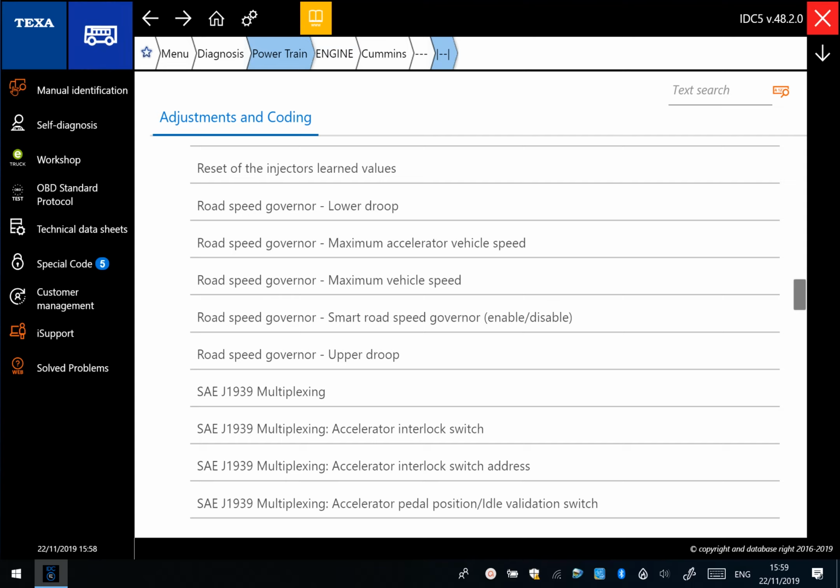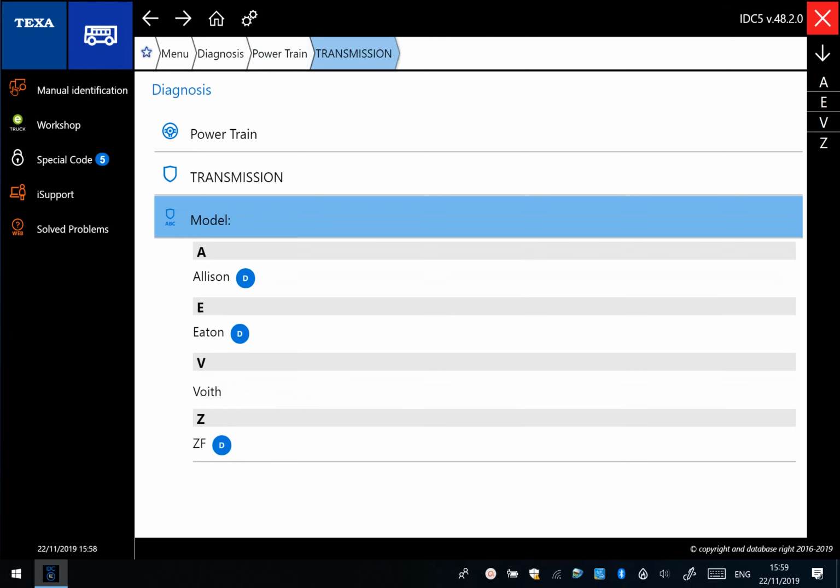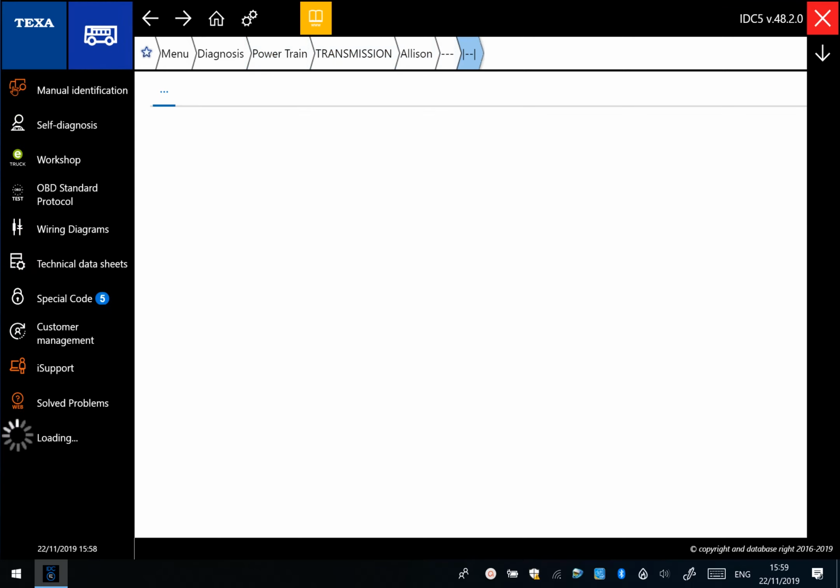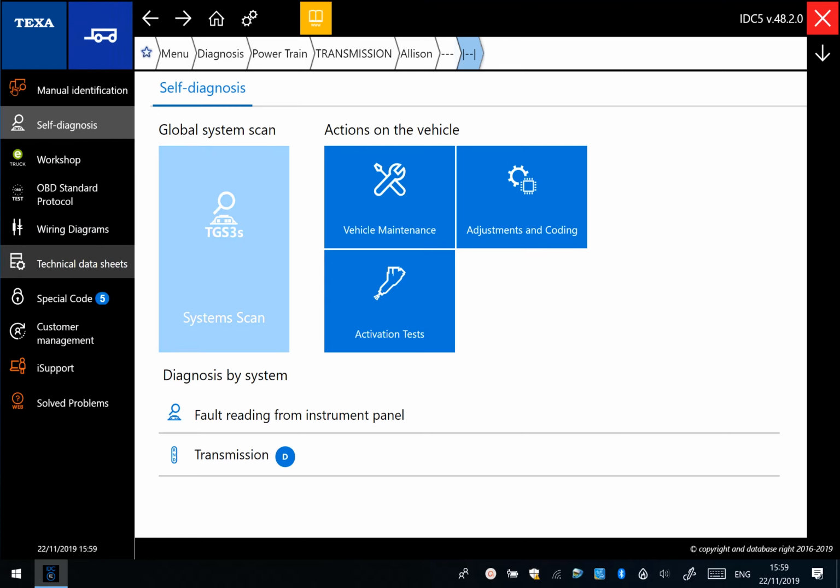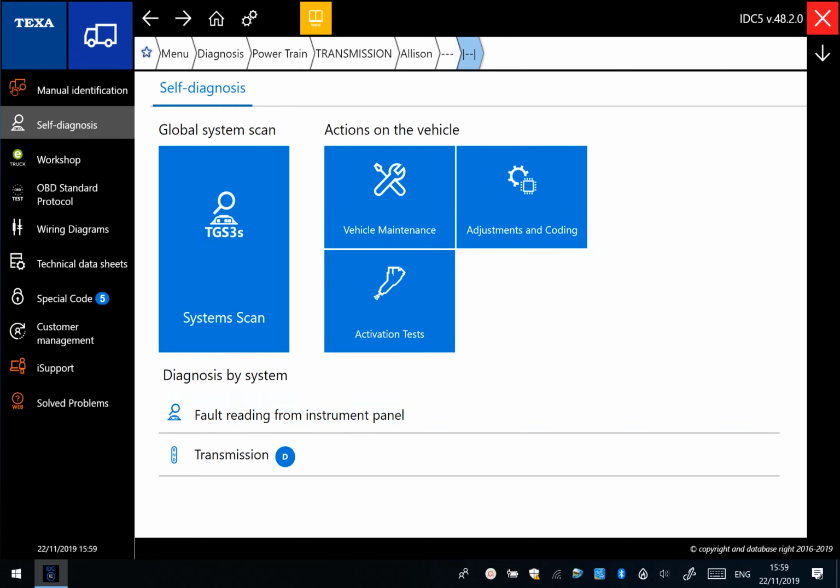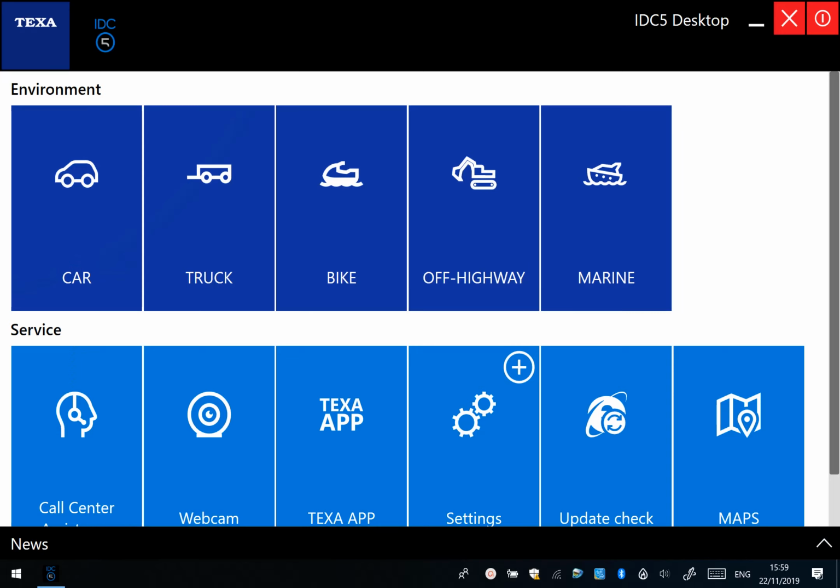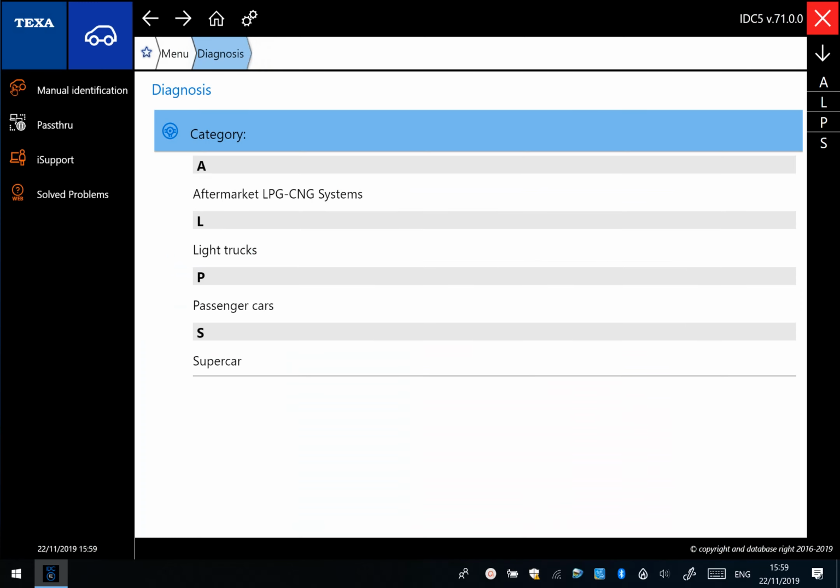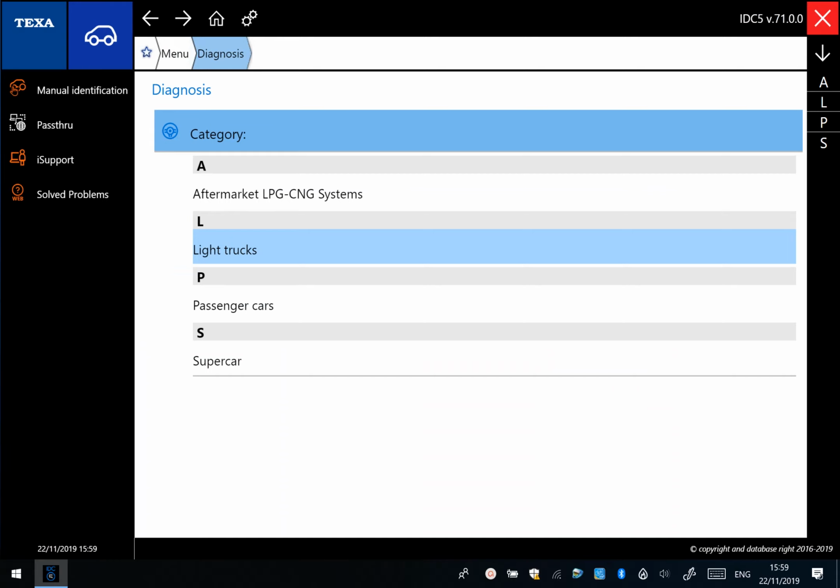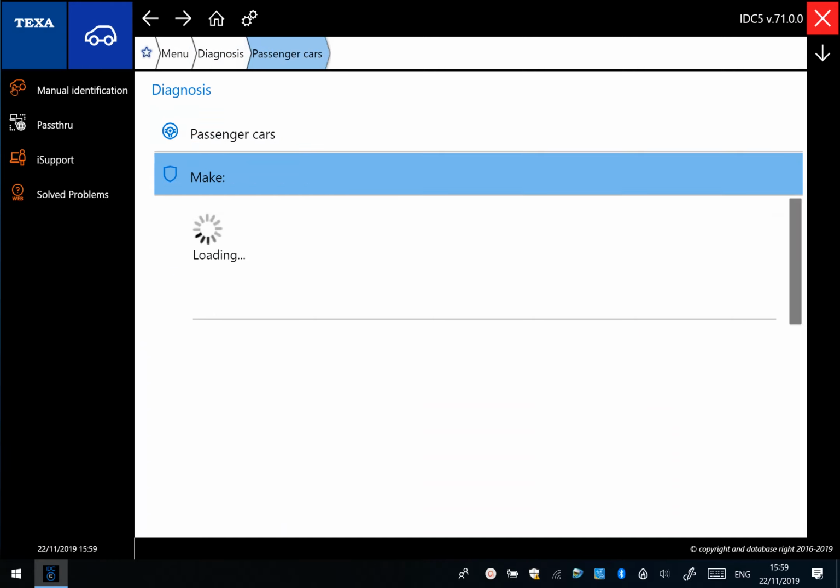And again, for the transmissions, I think it was Allison that we were looking at. So again, wiring diagrams, technical data sheets, and so on, the same format for everything basically. So that's pretty much the truck side of things. Now what I will do is just head to car, because I know we spoke about some of the cars that you've got within the fleet.